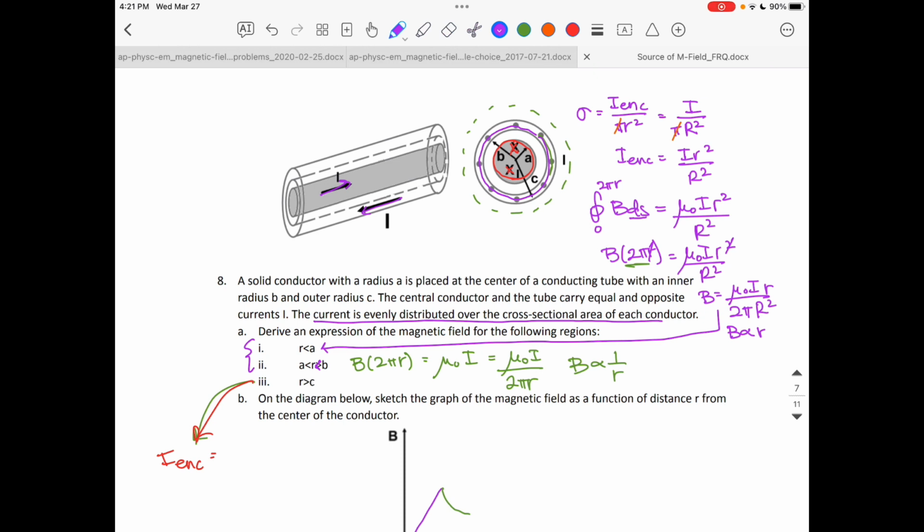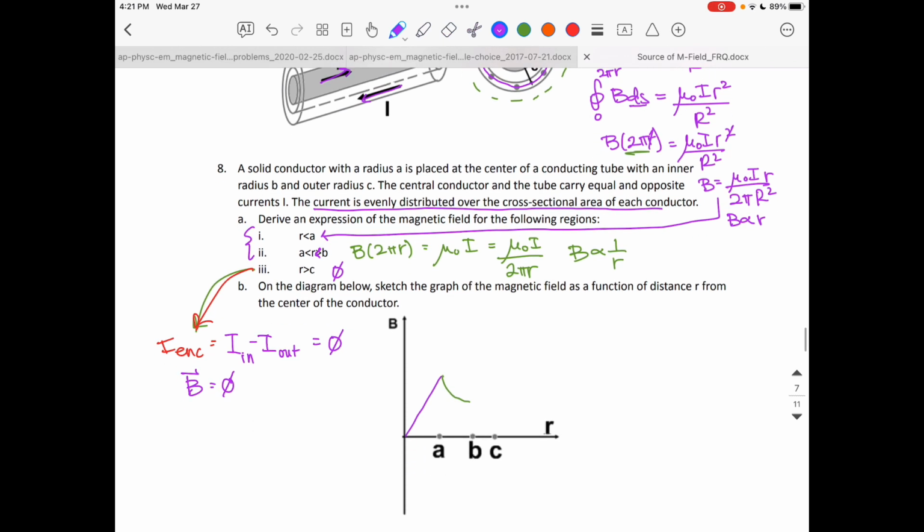So I have a current of I going in minus a current of I coming out, which means that the total enclosed current is 0, which means that the magnetic field outside of the apparatus, this entire conductor, is 0. So let me draw that in right here.